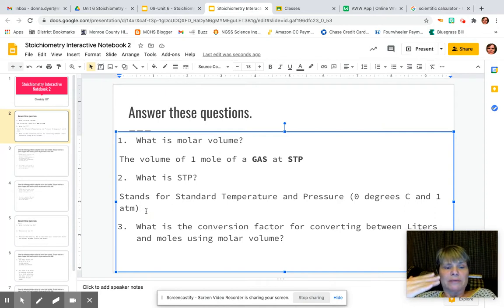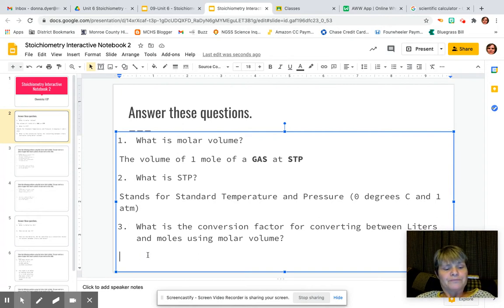So again, standard temperature and pressure is 0 degrees Celsius and 1 atmosphere. And that really doesn't matter for our intents and purposes here and what we're doing, but I wanted to explain it to you. So again, whenever we're using the factor label method, which we are going to be using, we have to have at least 1 conversion factor. So we need to know what is the conversion factor for us to convert between volume and moles or moles and volume. Again, liters is what we're using for volume. So liters and moles or moles and liters.